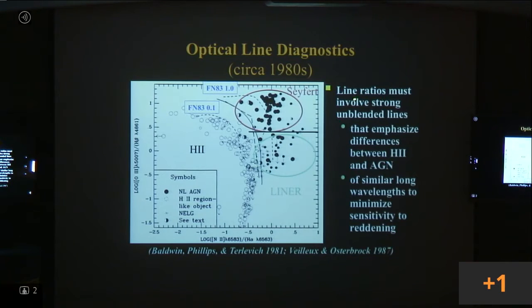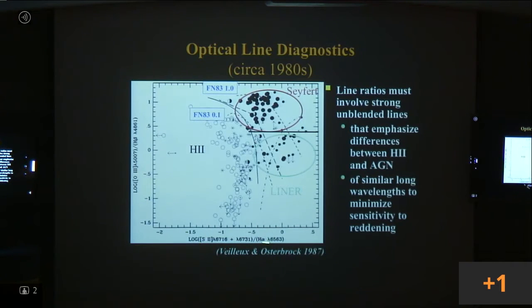So the idea of the classification is we chose line ratios that involve strong, unblended lines. Of course, all these rules apply to the mid-infrared diagnostics that we heard about, and also the far infrared. They should involve strong unblended lines that emphasize the difference between H II regions and AGN, of course. But at long wavelength to avoid or minimize reddening, and also line ratios that have similar wavelengths, and so again, they're not very sensitive to reddening.